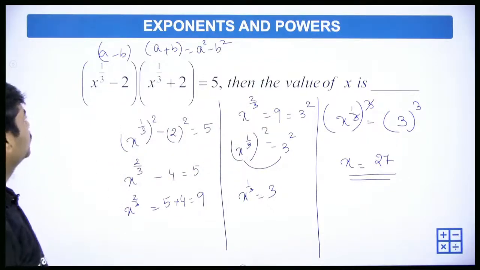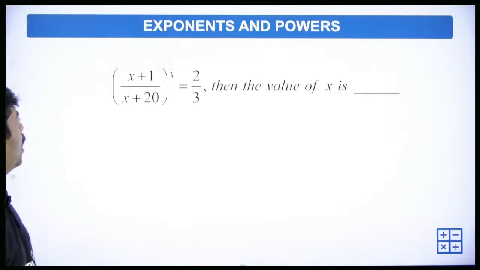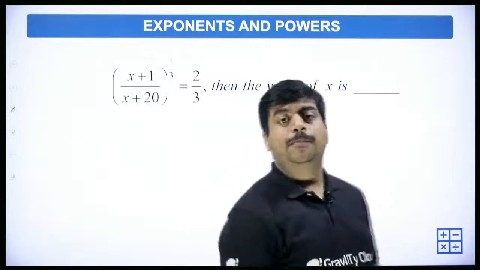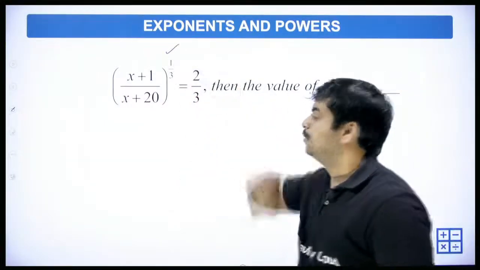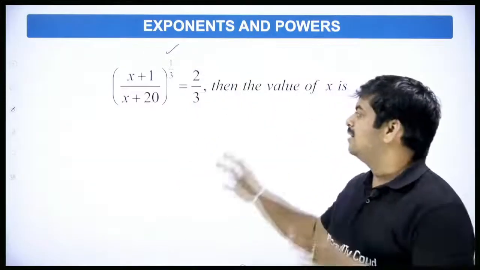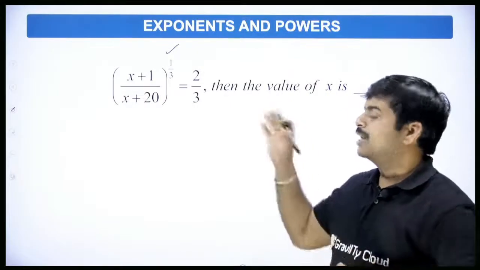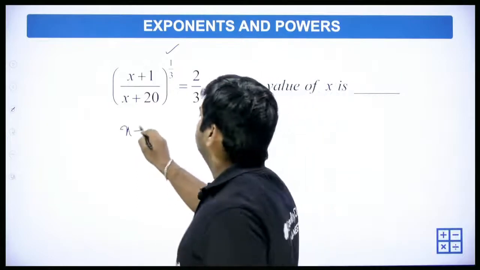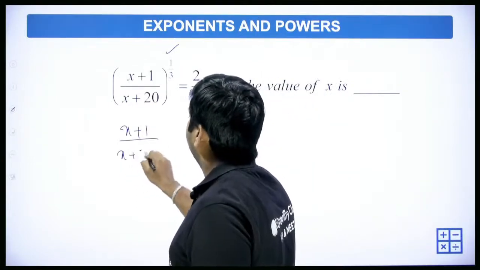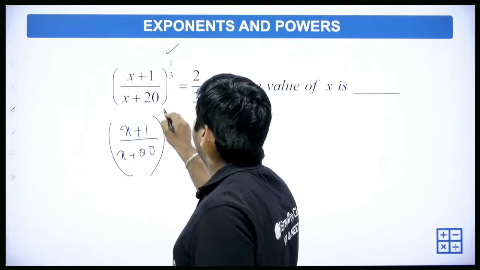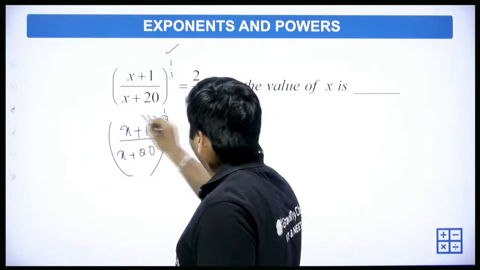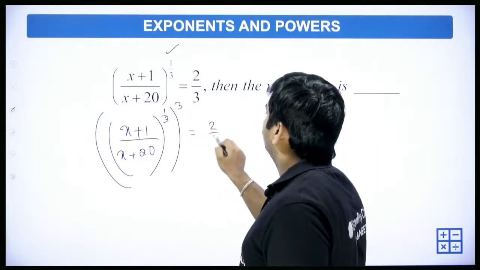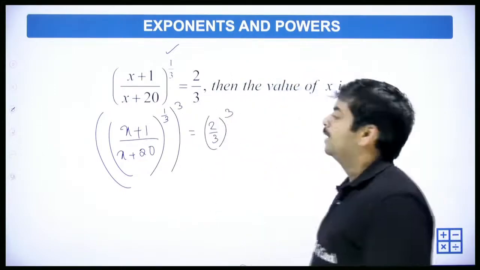Okay, next one. Again, the same thing, we get the value of 2 by 3, but here the exponent, the power is 1 by 3, okay? So I'll just give you the hint what to do. As we have 1 by 3, again, cubing on both sides will apply. So, cubing on both sides, x plus 1 by x plus 20 whole power 1 by 3, cube of that, okay? Cube of that will give you 2 by 3 whole cube.